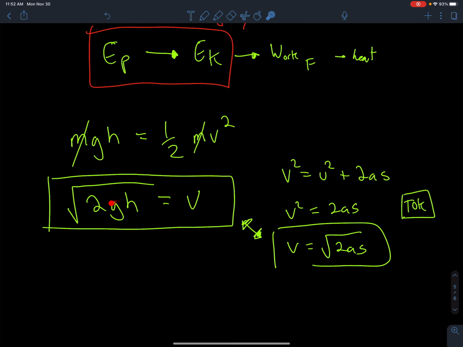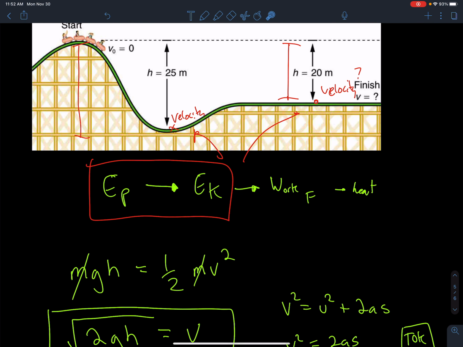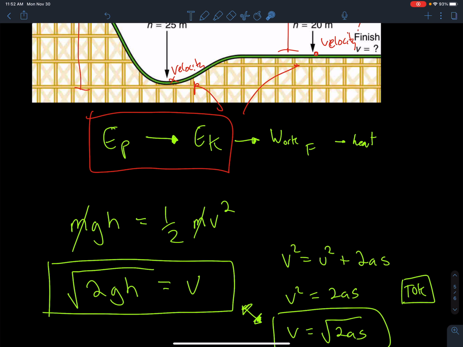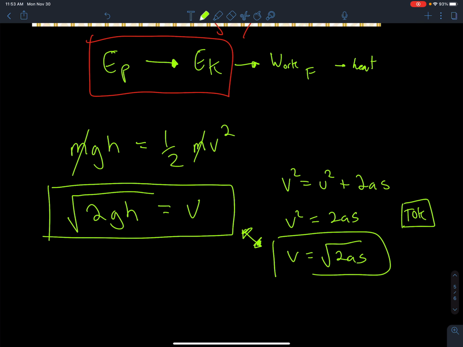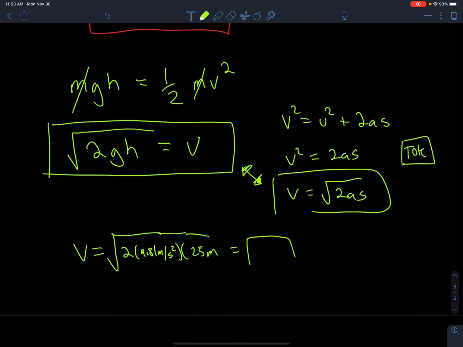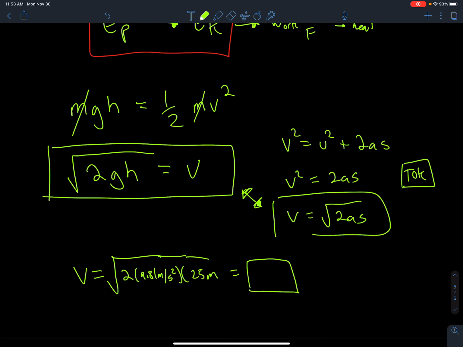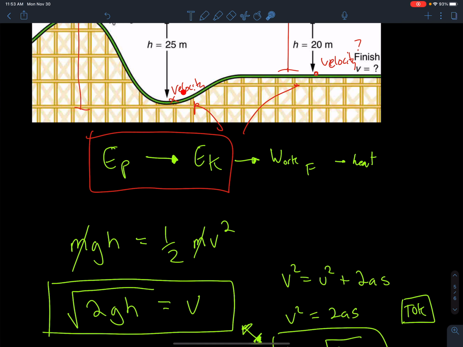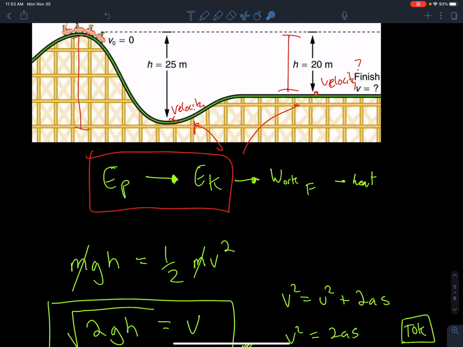All right, so to calculate the velocity of this roller coaster at that 25-meter change in height, I would just plug the variables in. So my velocity is going to be equal to the square root of 2 times 9.81 meters per second squared times 25 meters. And I don't have a calculator on me right now, but that would give me the velocity over there, which is going to be faster than the velocity here because the change of height is only 20 meters.